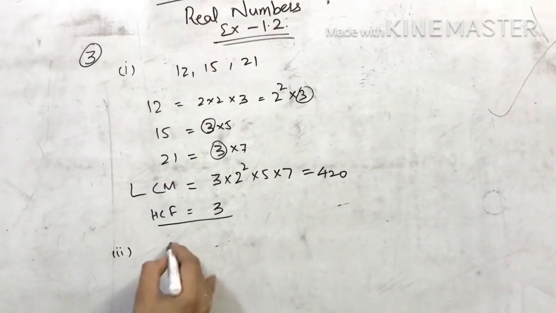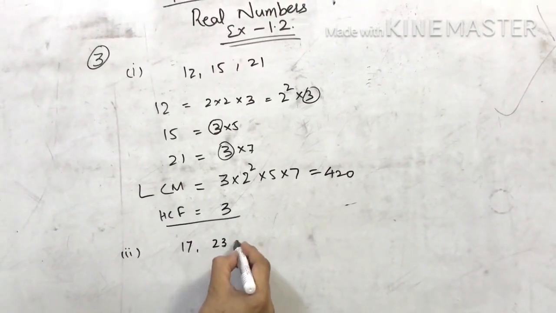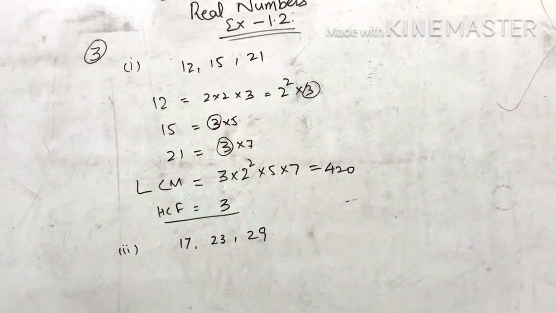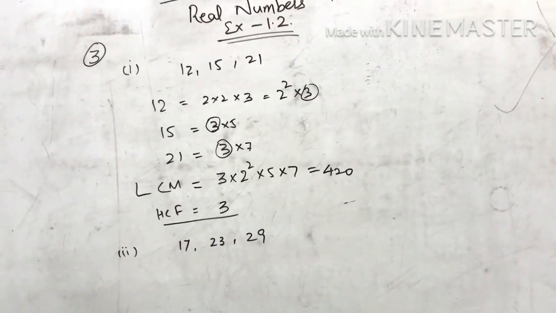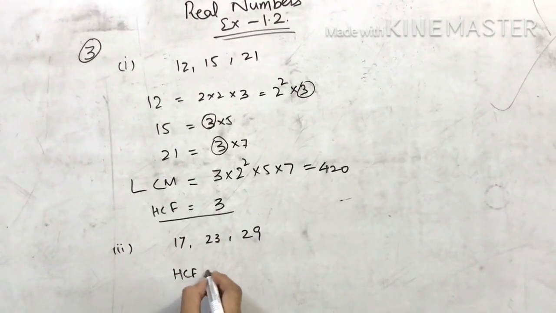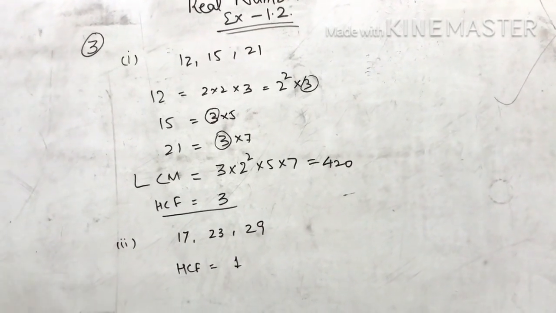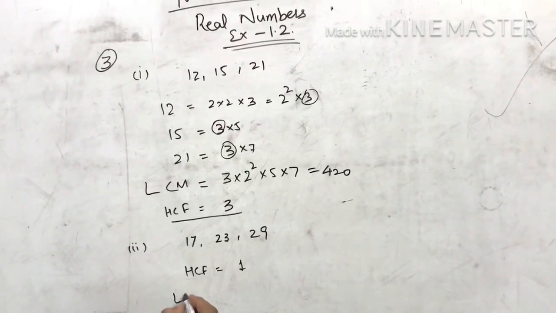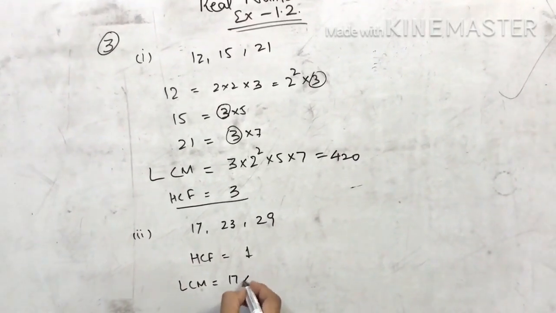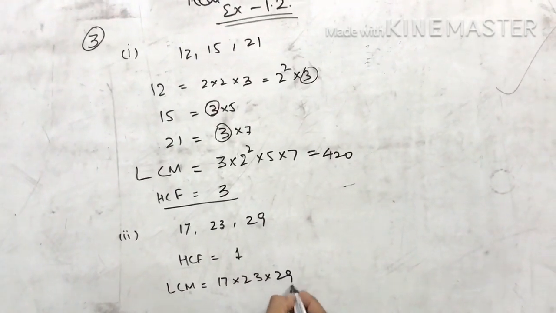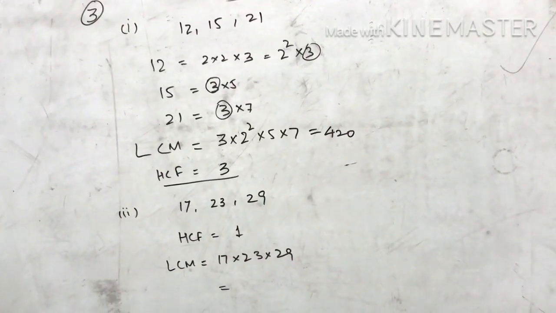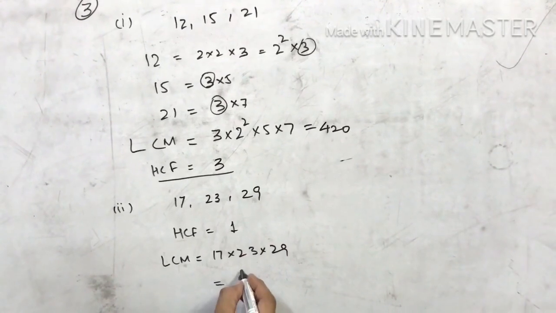Second part is 17, 23, 29. All the numbers are primes. In prime numbers, HCF is always 1, because only 1 is the factor which is common in prime numbers. So HCF is 1. But as far as LCM is concerned, it is the product of all prime numbers. So 17 into 23 into 29, you just have to multiply these three numbers. The answer will be the LCM.